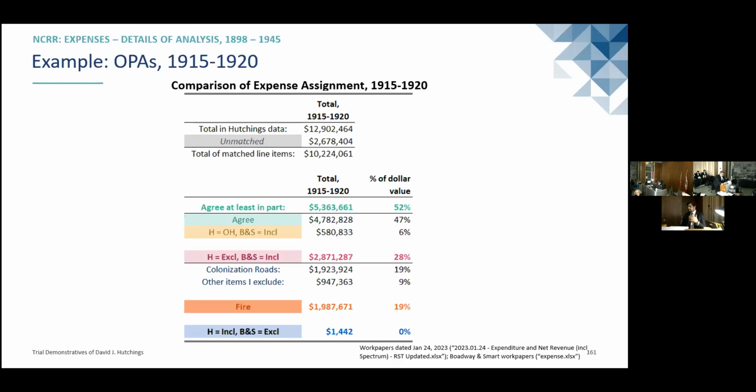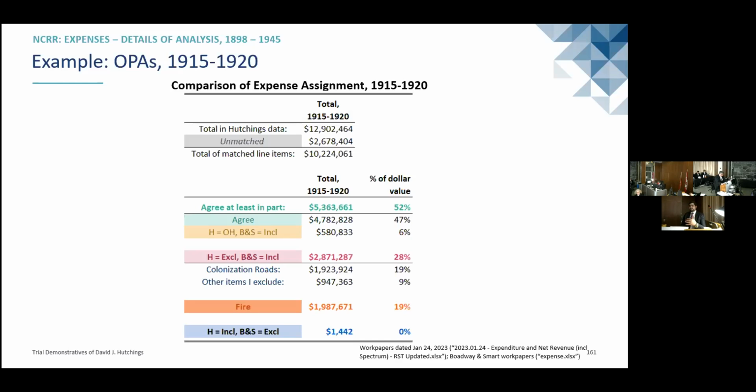And we agree, at least in part, on about 52% of that dollar value. Forty-seven percent, we have an identical treatment. So for $4,782,828, we treat them the same way. Then $580,000 worth, we include them, but I only include a portion. I treat them as overhead and they include them in their entirety. That's 6%. There's then 28% of the expenses that they exclude. No, sorry, that I exclude, that they include.